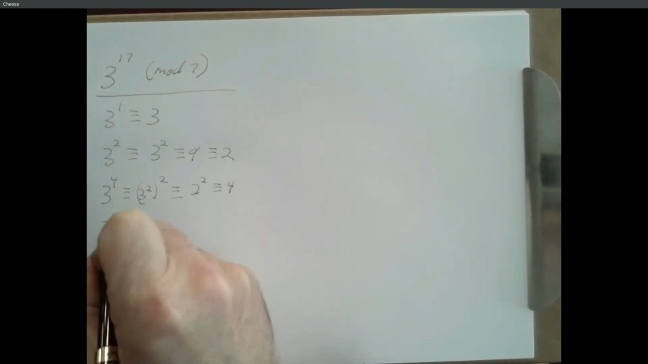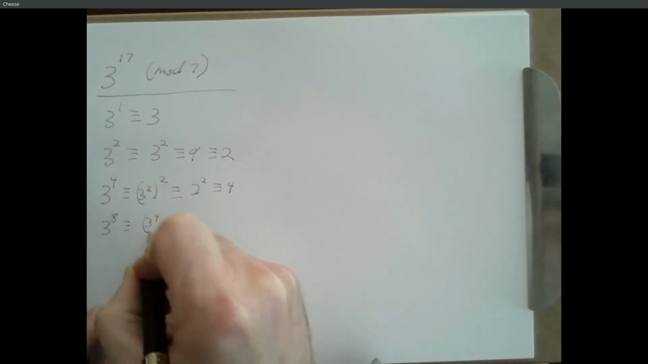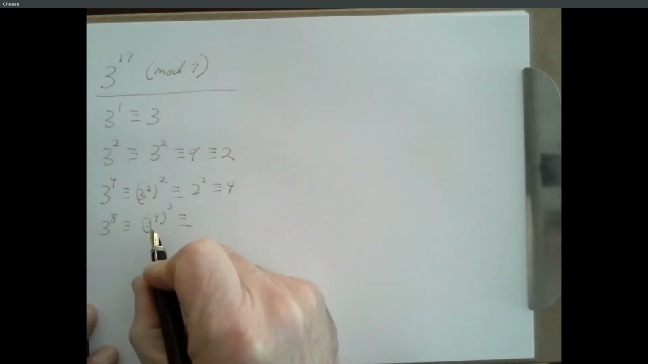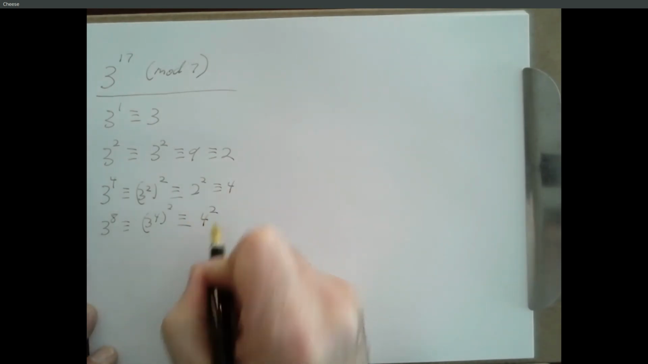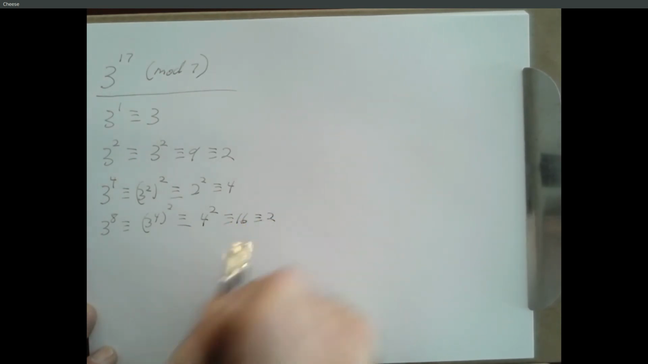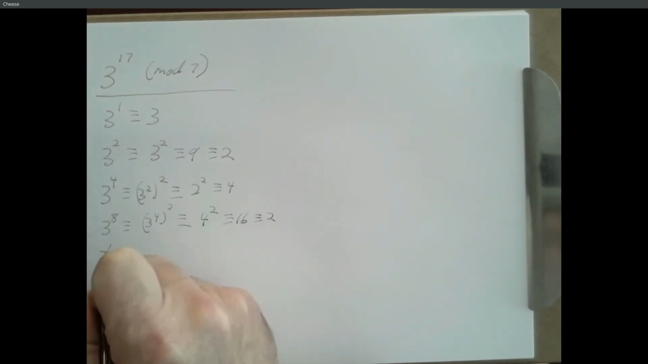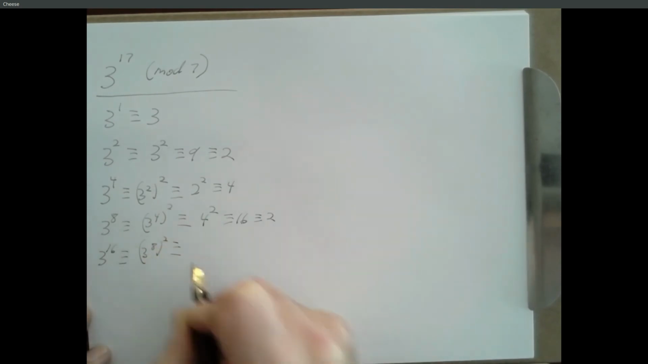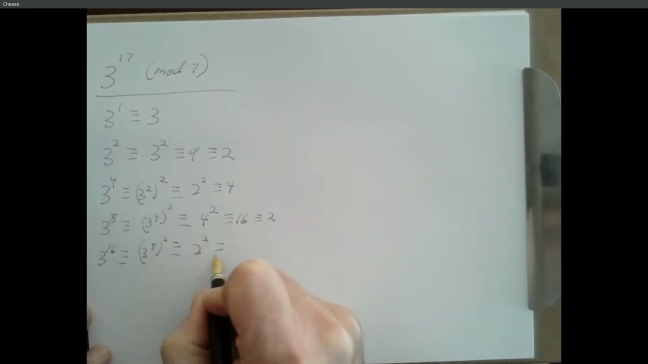3 to the 8th is the square of 3 to the 4th. And since 3 to the 4th is congruent to 4, 3 to the 4th squared is congruent to 4 squared, which is 16, which is congruent to 2. It's 2 more than 14. And 3 to the 16th is 3 to the 8th squared, which is just 2 squared, which is 4.